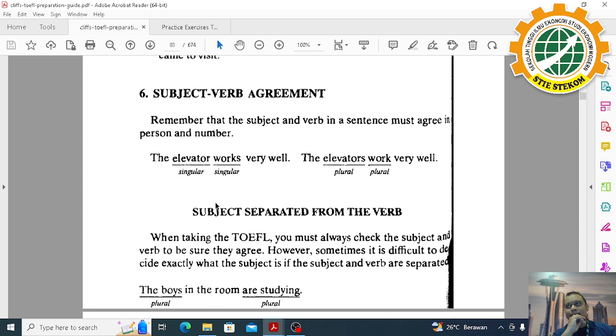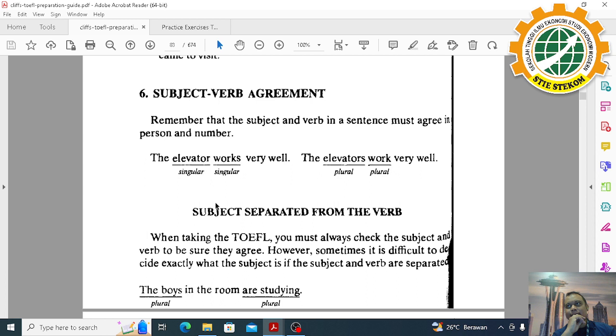Okay, contohnya juga kayak he, ya, he cooks. Okay, then I cooks? No, enggak, I cook, enggak pakai S. Jadi kalau third person singular dia pakainya S, ya. Tapi kalau ini adalah plural, ya, work-nya enggak pakai S, oke. Elevators work very well, oke. Plural, work-nya ini adalah plural, ya.